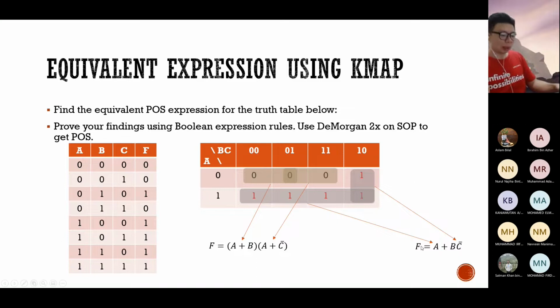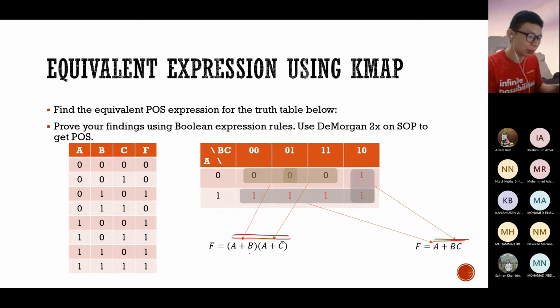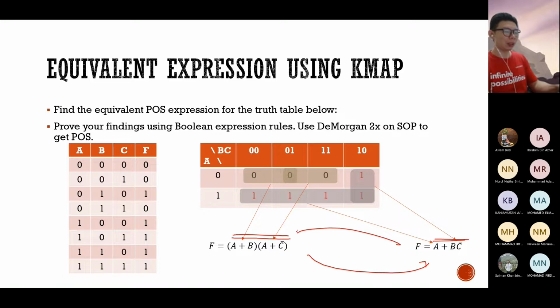If you do a double negation here, and then use De Morgan's theorem to solve it, you get the POS form. If you do double negation there, and use De Morgan's theorem to solve it, then you get the other form. So these two forms are equivalent because they are ultimately describing the same truth table. One is just describing the ones, the other is describing the zeros. Hopefully that makes sense to you.